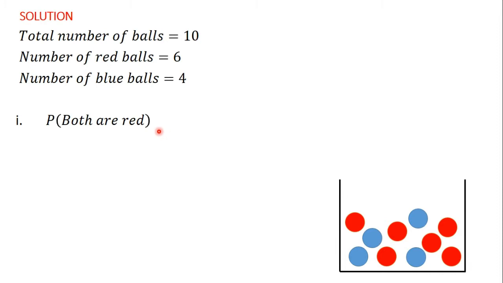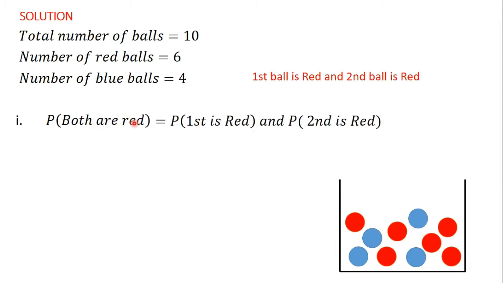Remember, we are selecting 2 balls from the bag. So if both balls are red, it means that the first ball is red. That is, the first ball we will select is red and the second ball we will select is red. This will give us both balls being red. The first is red and the second is also red. So the probability that both balls are red is equal to the probability that the first ball is red and the probability that the second ball is also red.